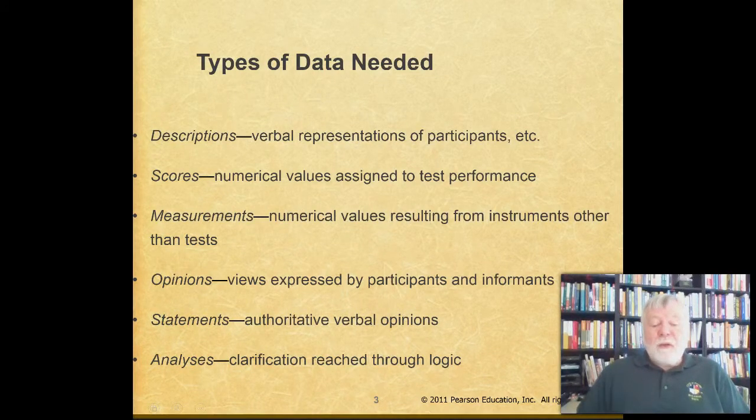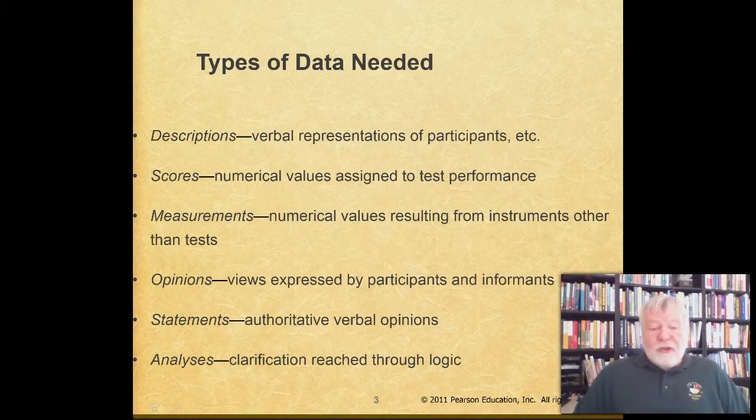So when we look at what types of data are needed, there are a variety of different types of data that we need in order to answer our research problem. For instance, descriptions are verbal representations of participants, etc. For instance, the video I produced last week about the collaboration that is needed in week 2 of this class in order to come up with consensus about the research problem and the research questions following the movie that you watched.